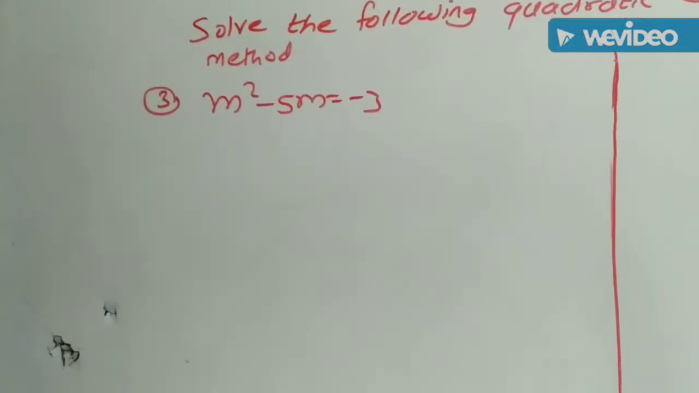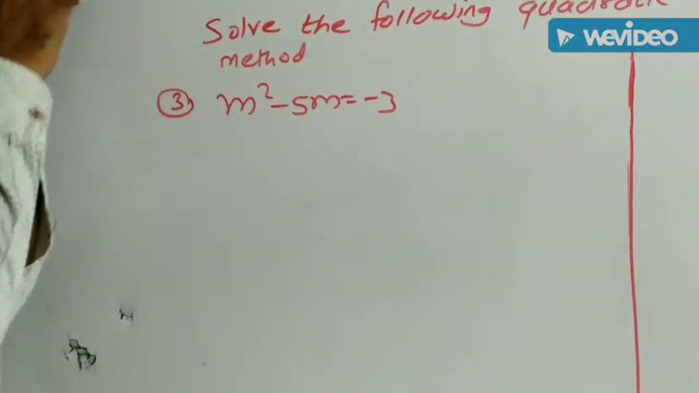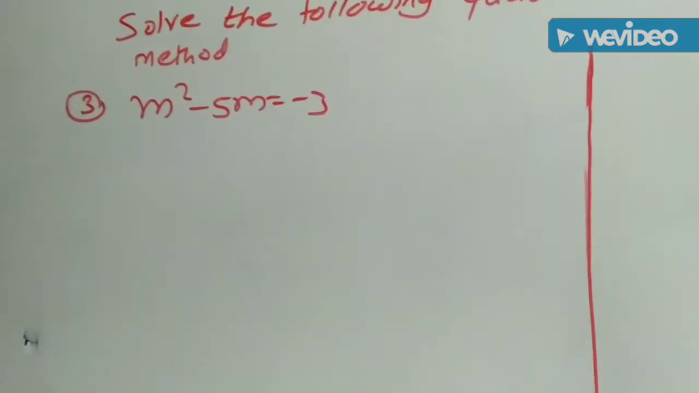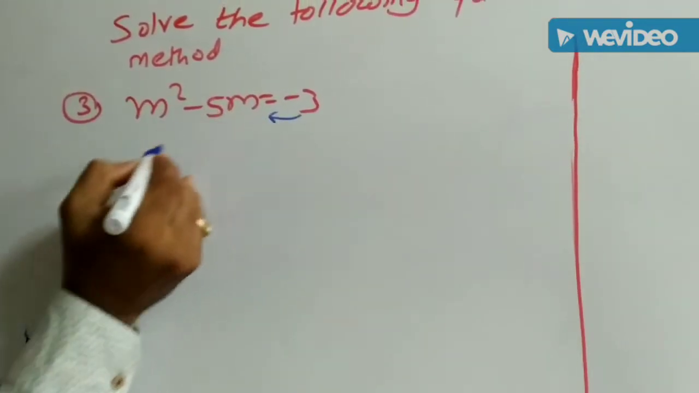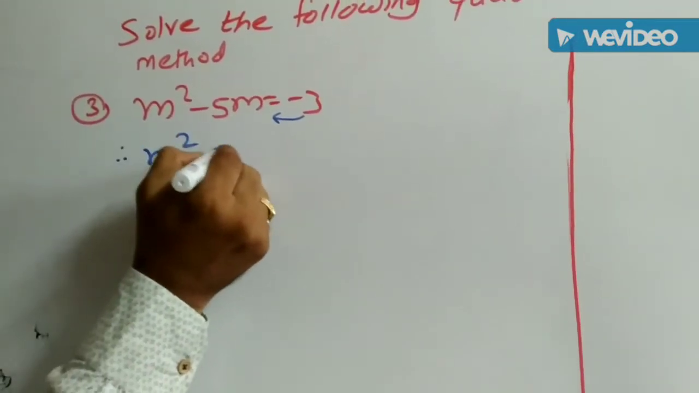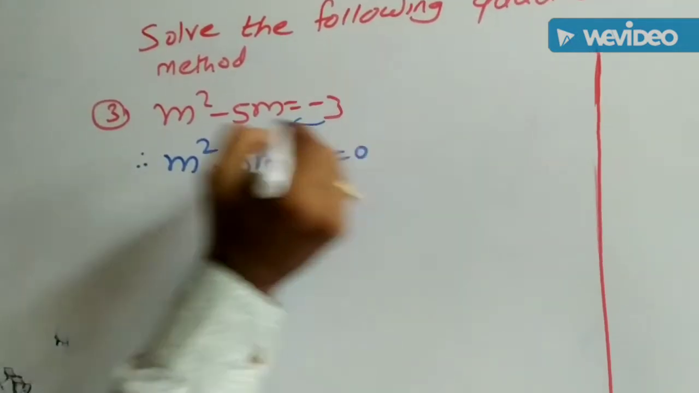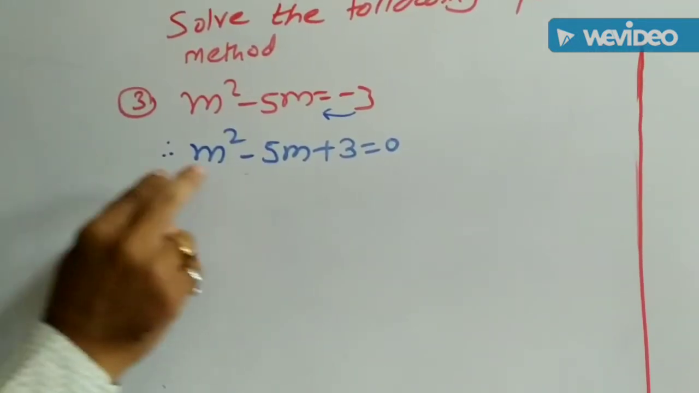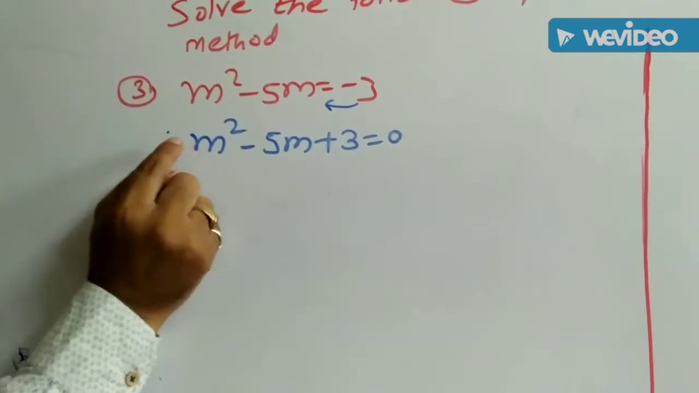Third example: m square minus 5m is equal to minus 3. Firstly, write in standard form. For that, minus 3 gets converted to plus. M square minus 5m plus 3 is equal to 0. Now it is in the standard form of the quadratic equation.